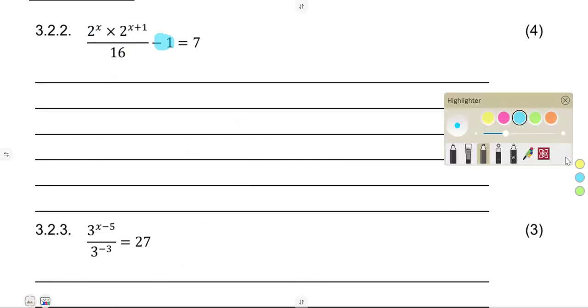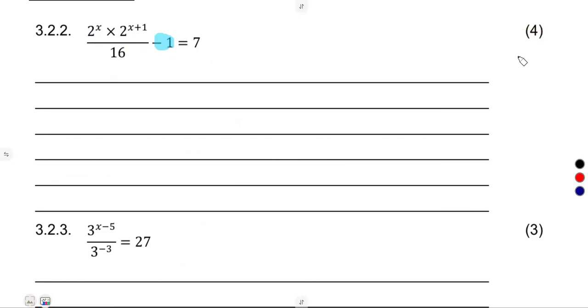So let's get rid of that one. It is a negative. We are subtracting -1. So let's take it to the other side of the equation. The moment it crosses the equal sign, remember, it changes the sign. So it was going to be 2 to the exponent of x times 2 to the exponent of x plus 1, everything over 16, which is equal to, we have taken the -1 to the other side of the equation. So that's 7 plus 1, which is 8.